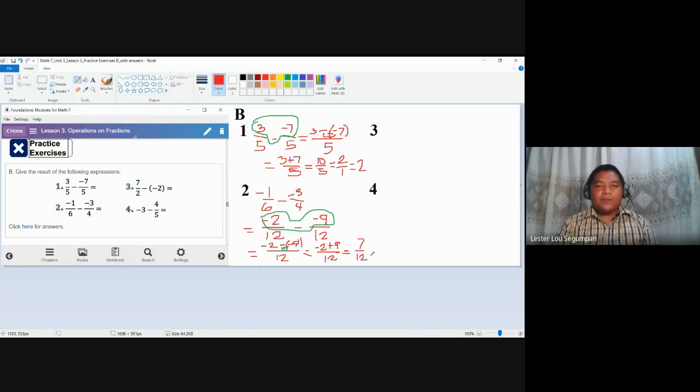Again, no need to express it in decimal notations. That is our final answer.